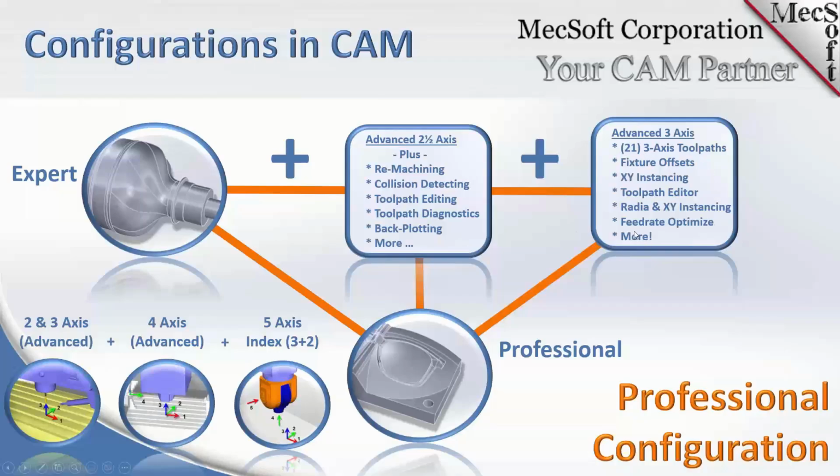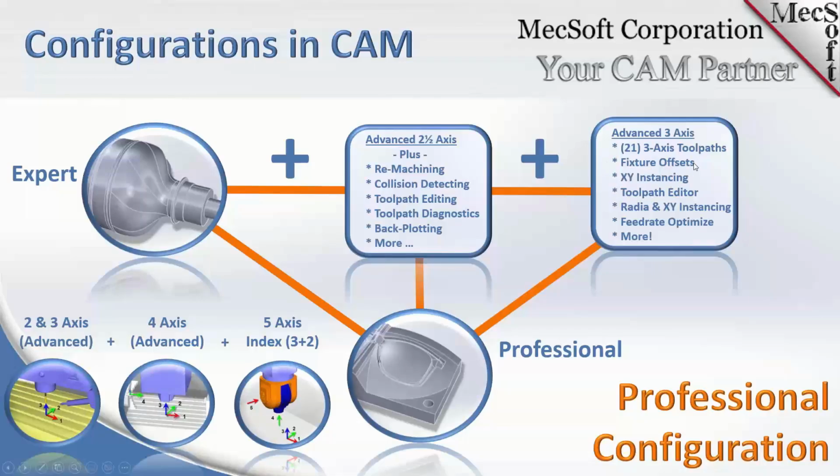And add to that, this is my favorite part right here. If you're going to be cutting complex contours such as molds, anything that has a parting line, anything that has relative complexity, where you need the most control over the tool, the Professional configuration is what you want to go with, because you have 21 different advanced 3-axis toolpath methods, which includes many. We'll look at them here in just a moment.